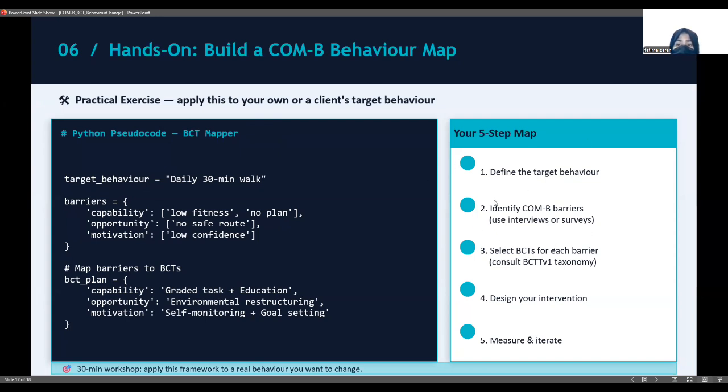After that, you have to identify COM-B barriers that we have studied recently. Use interviews or surveys. And here the barrier is just like capability, opportunity, and motivation. And we have studied all those barriers recently. And then you have to select the BCTs for each barrier. It is for capability, for opportunity, for motivation. We have to set the BCTs for each of those barriers. And at the end, we can measure and iterate. Just like that, we can overcome this issue, we can transform, we can bridge a gap.